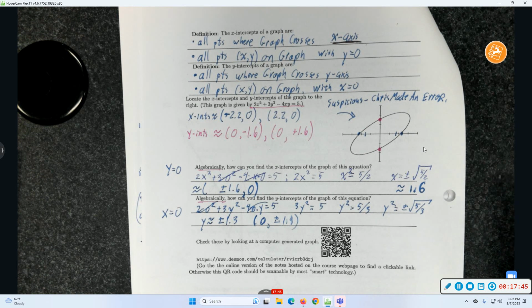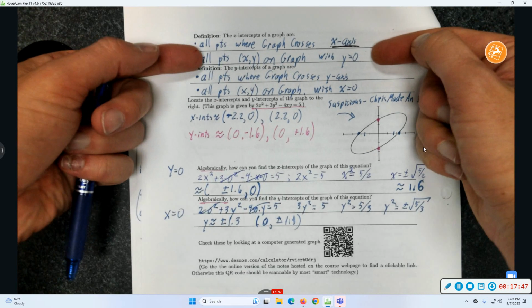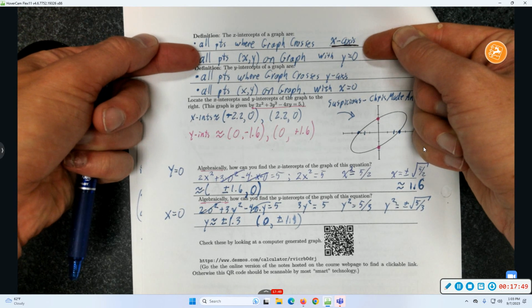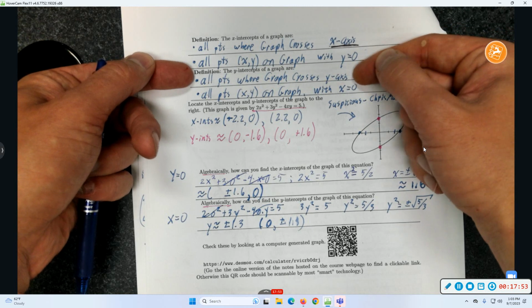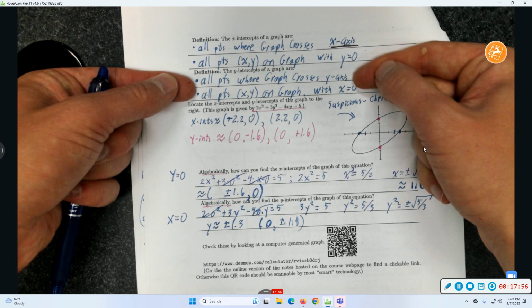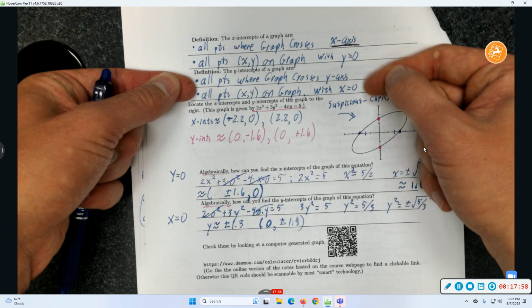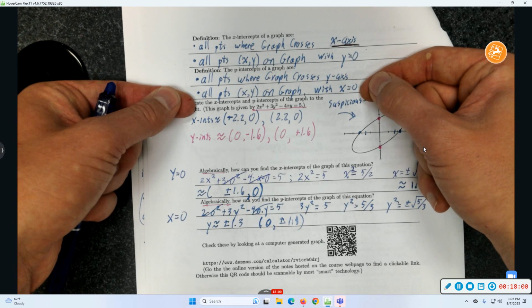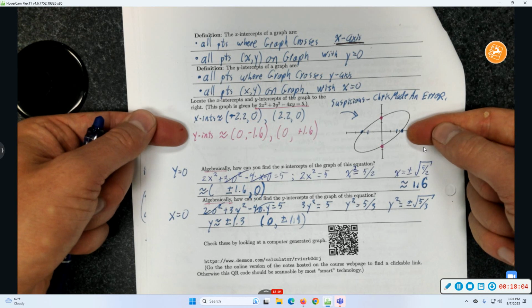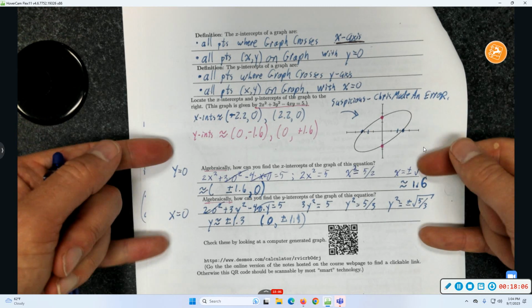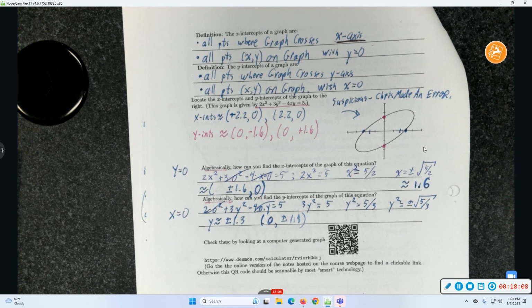Sorry, just to recap the stuff that may have been covered up. All the x-intercepts are given by points when the graph crosses the x-axis. That's given by plugging in y equals 0 into the equation. If you want the y-intercepts of a graph, it's all places where the graph crosses the y-axis. That's all points on the graph with x equals 0. So pictorially, you can read them off, and algebraically, you can compute them if you have an equation. Cool.